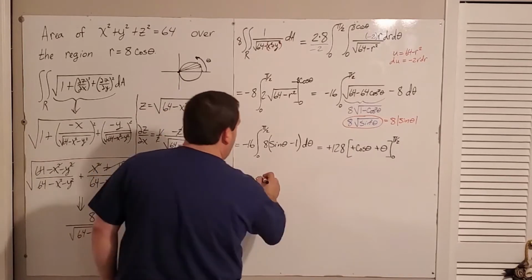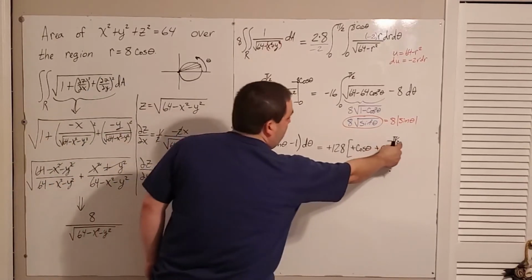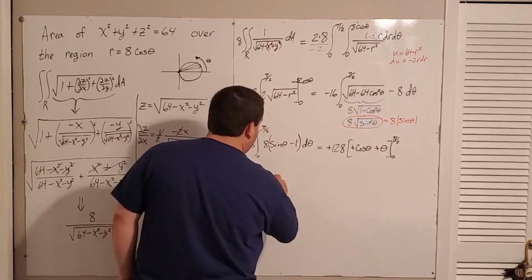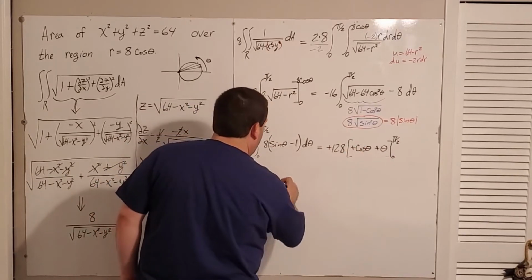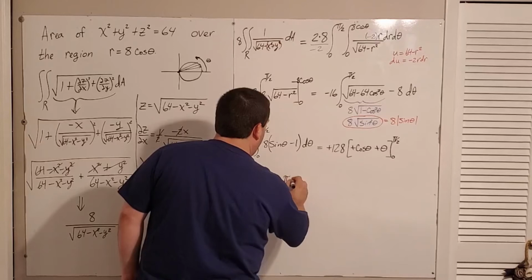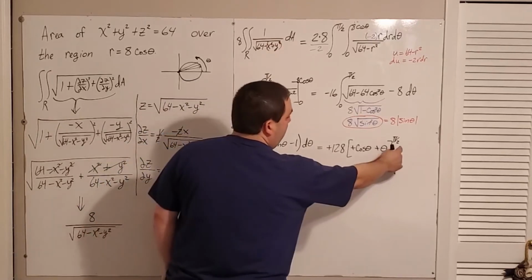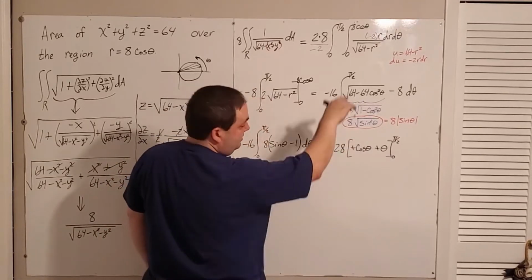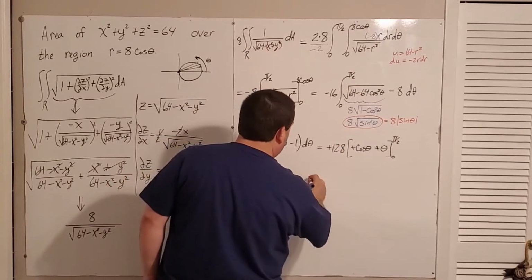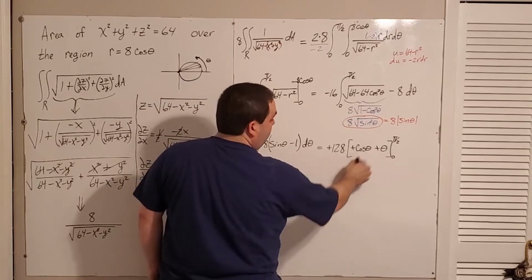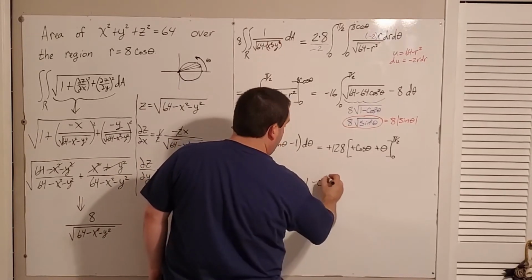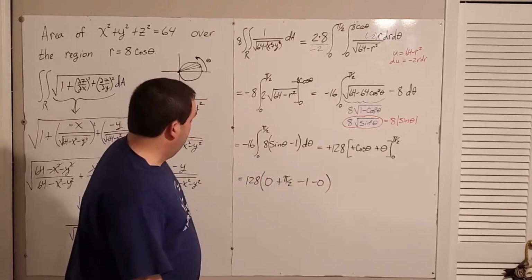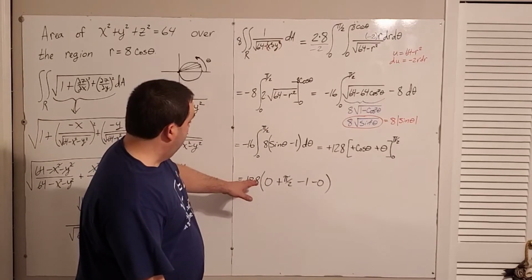128 times. Plugging in pi over 2 into cosine gives me 0. Then into theta gives me pi over 2. Then plugging 0 into cosine, and that's on the minus side, right? Top minus bottom, so minus 1. And then, of course, plugging in 0 would give me minus 0. Okay? So then I'll go ahead and add everything up.